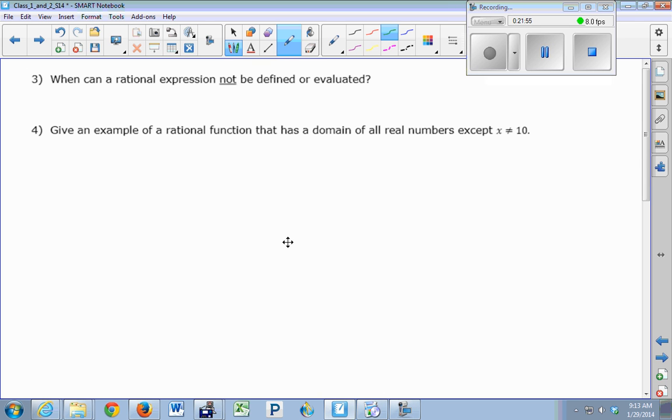So when do we get into trouble? When can a rational expression not be defined or evaluated? What areas will get us into trouble when we evaluate an expression? What do we have to be concerned with? Mason? The denominator. Right. So one trouble spot we're going to run into is we have to make sure that our denominator is not equal to 0. So when can an expression not be defined? When the denominator is equal to 0.